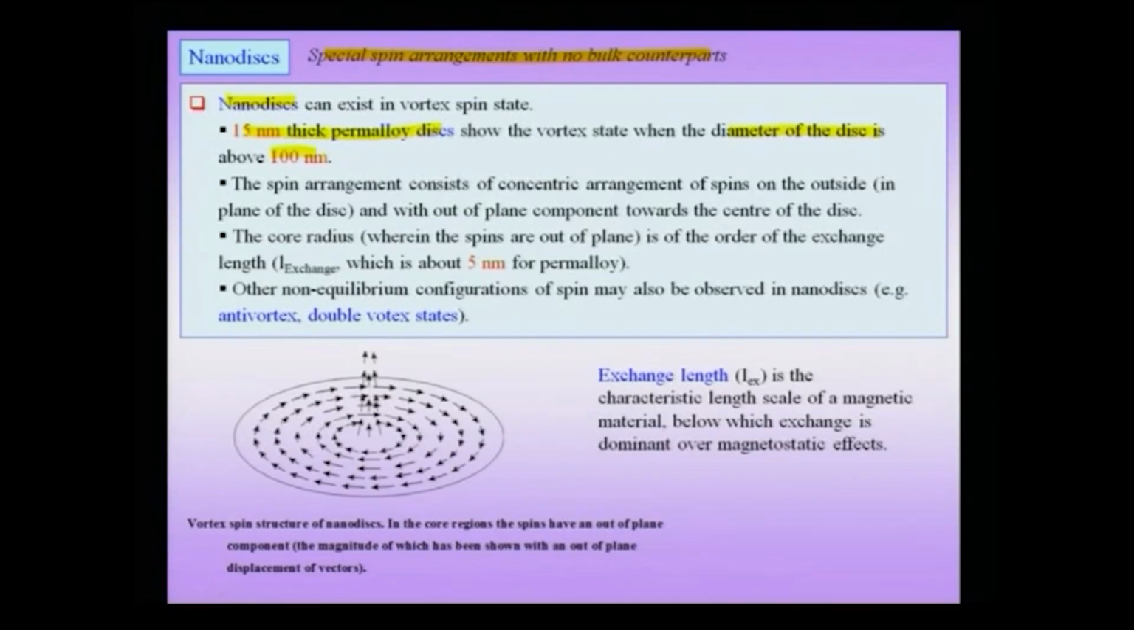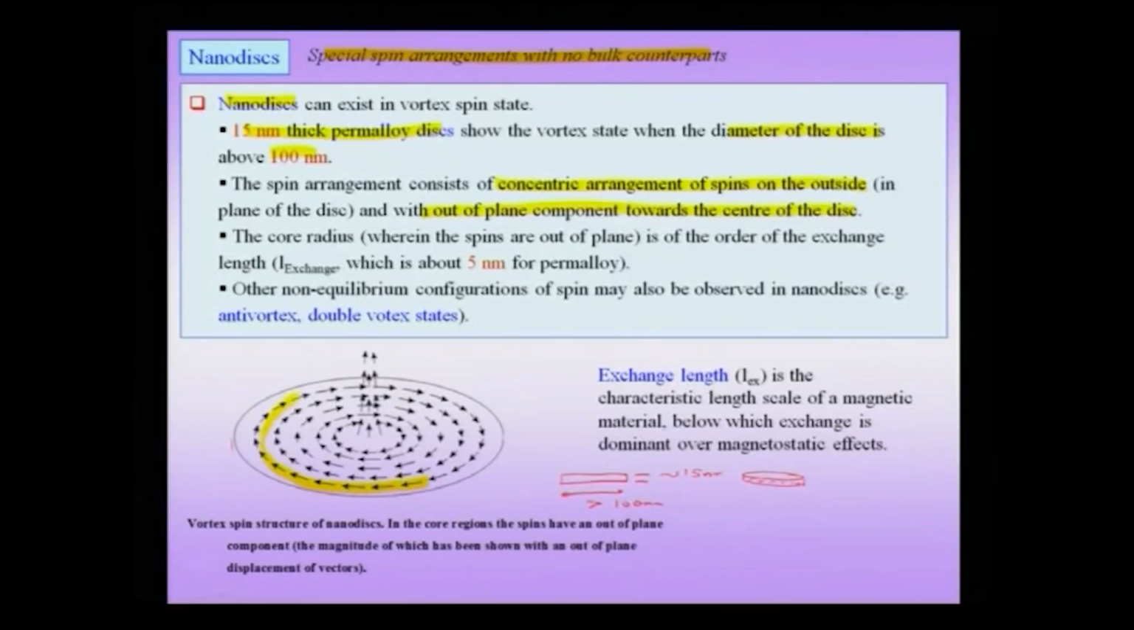So, these are thin discs having a large diameter. If you look from the side, they are thin discs like these, and the thickness of these discs is of the order of about 15 nanometers, and the diameter of these discs is greater than about 100 nanometers. So, they are thin discs. The spin arrangement in these kinds of nano discs consists of a concentric arrangement of spins on the outside, with an out of plane component toward the center of the discs. Of course, this is schematically shown here like this.